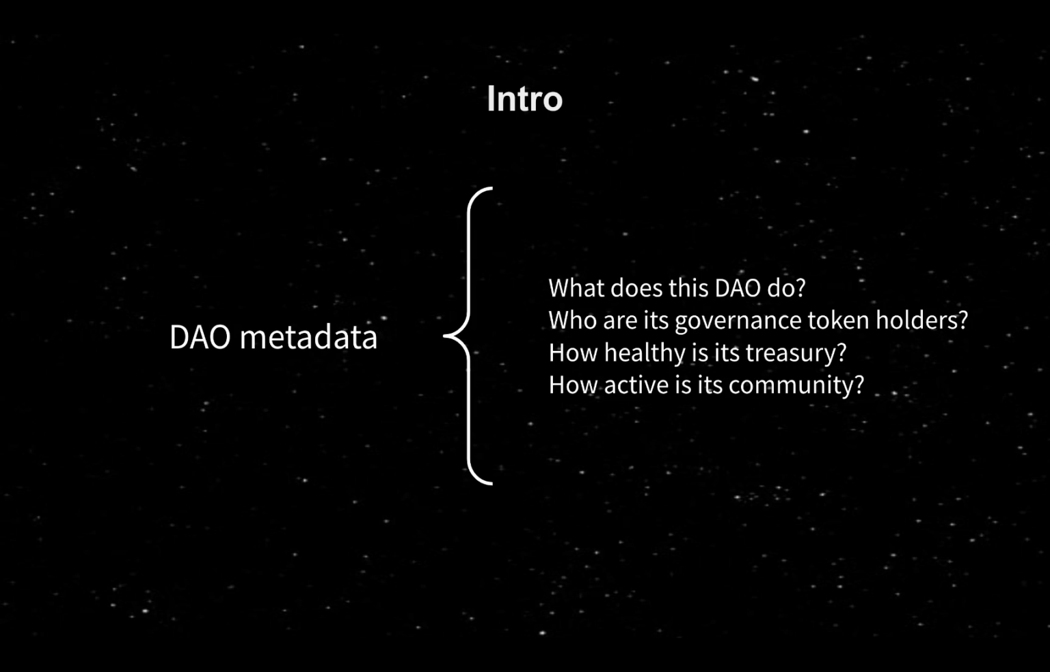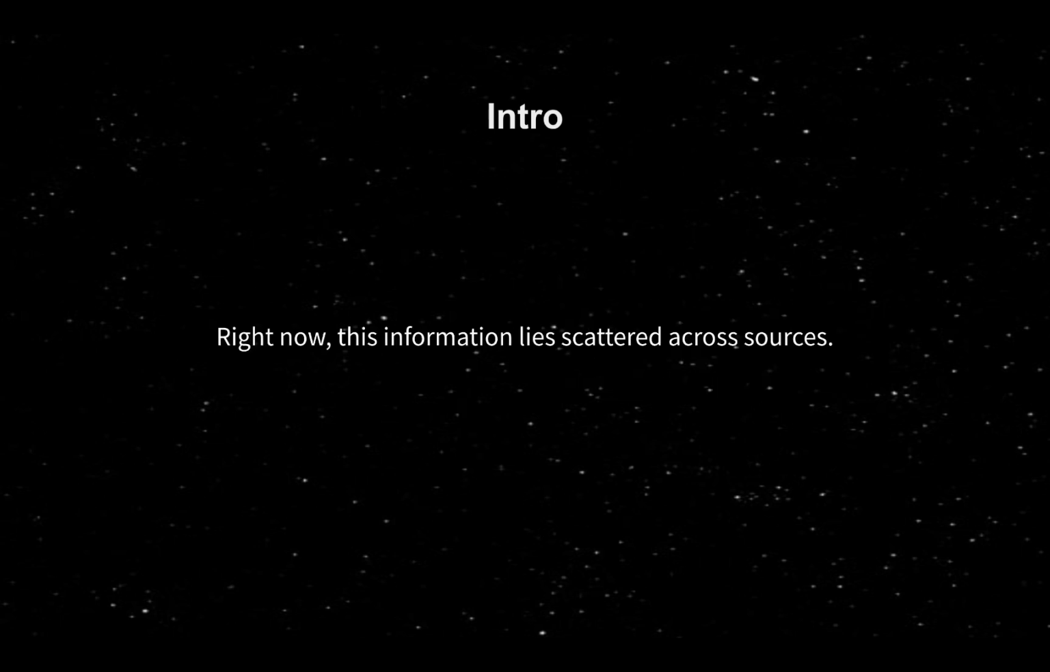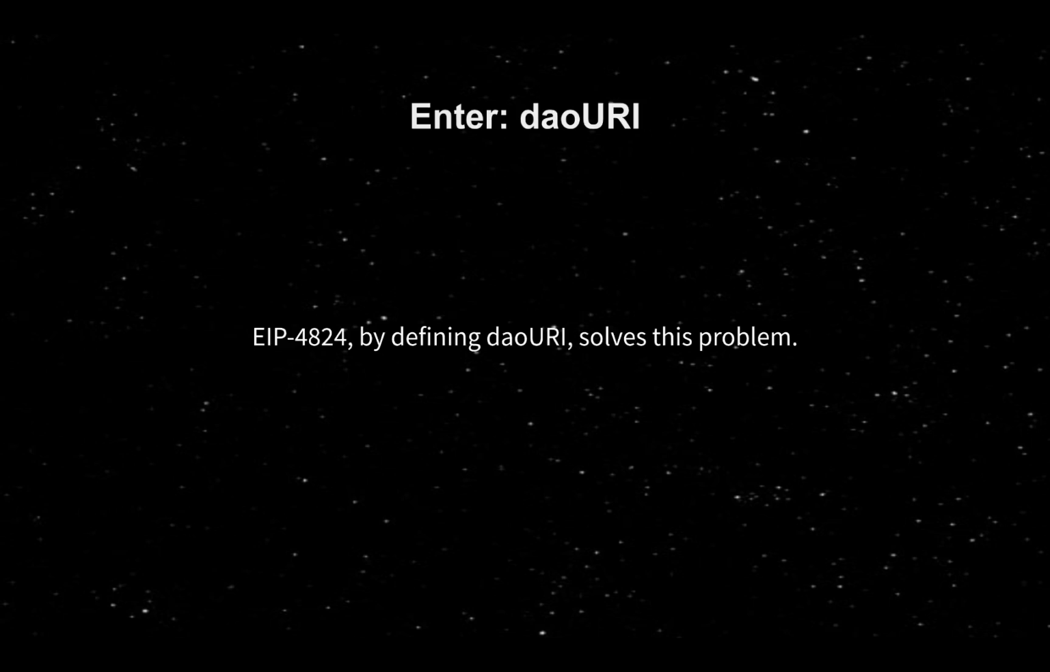Which contract addresses, treasuries does the DAO own and control? How active is its community? Which tools, service providers, and issuers does it use? Currently, all of this information lies scattered across multiple sources. These sources could include the DAO's documentation, its GitHub, its forums, all the different tools it uses to run itself, etc. EIP 4824 was created to address this problem, and it does so by defining something called a DAO URI.